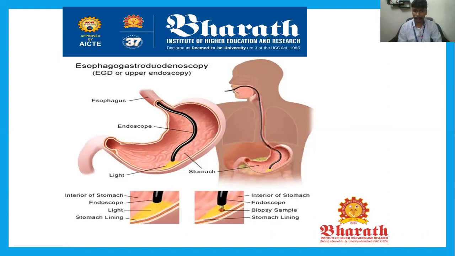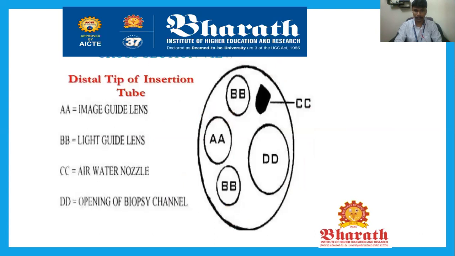Autopsy is being done through this esophagogastroendoscopy, and it is otherwise known as upper endoscopy. Upper endoscopy means inserting the endoscopy wire through the mouth opening. Okay, this is the insertion part.